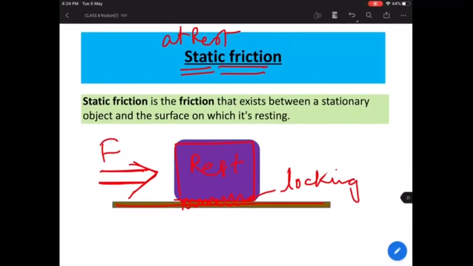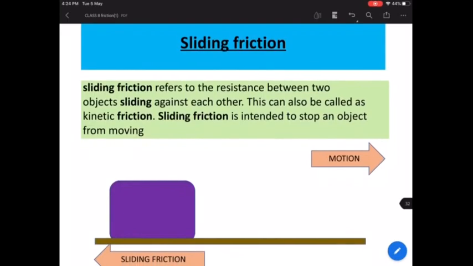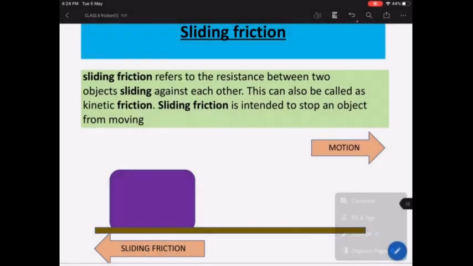So what is static friction? Look at this definition. Static friction is a friction that exists between a stationary body and the surface on which it is resting. It exists between this box and the ground. So whenever an object is stationary, the friction between them is static friction. Fine. Now that I've told you what static friction is, I'm sure you will be able to tell me what is sliding friction.